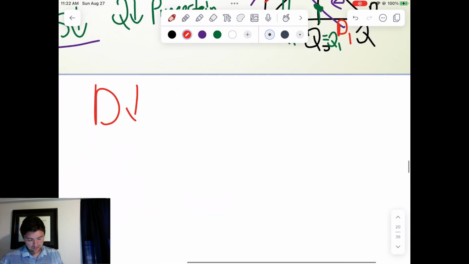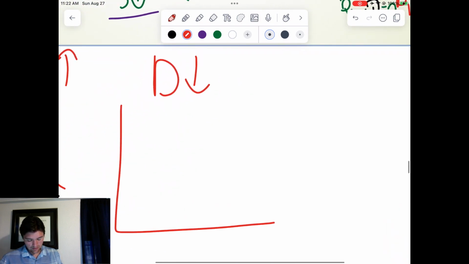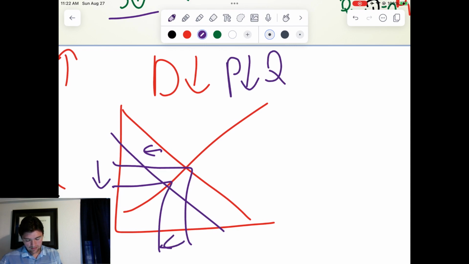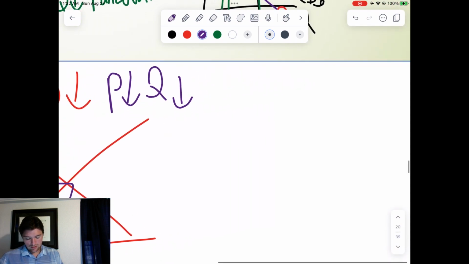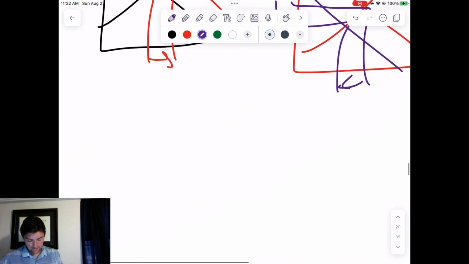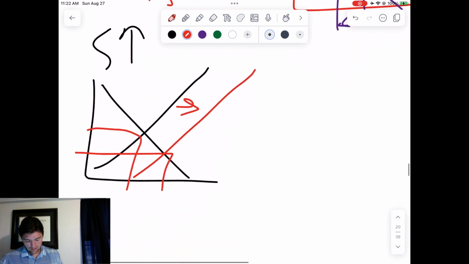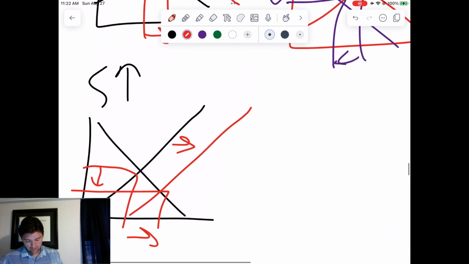What about demand down? What would happen to price? We would draw demand to the left. And you can see that price goes down, quantity goes down. And then, what about supply? If supply goes up, that would mean we would shift the supply to the right, which would go there. And as you can see here, price definitely goes down and quantity goes up.